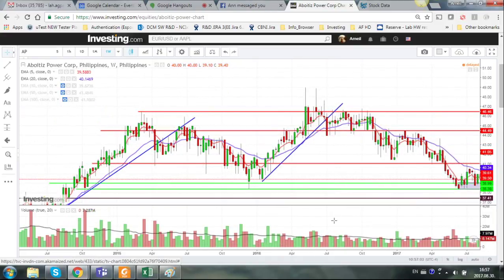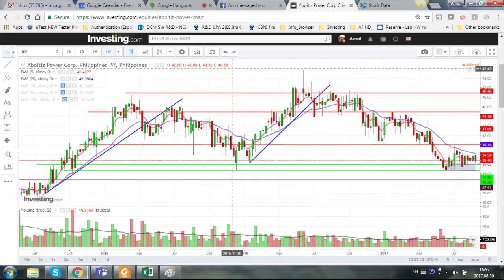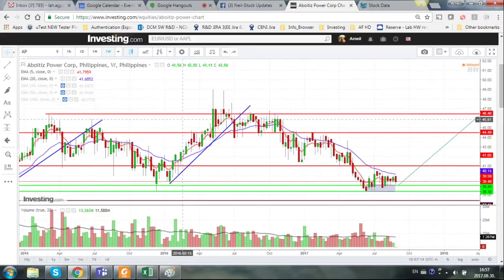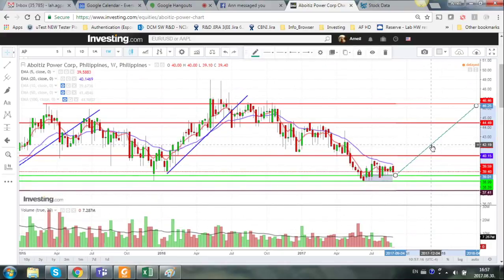Alright. So that is moving average and trend lines. And then ngayon, gamitan naman natin ng MACD. Okay, MACD.